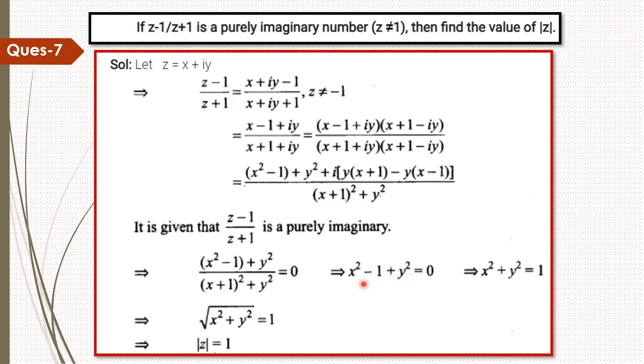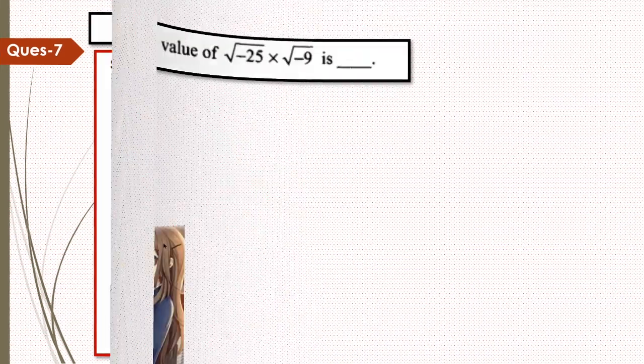So the numerator will be equal to 0, because the denominator, if we multiply with 0, it will become 0. So what are we getting? x square plus y square equal to 1. Taking root on both sides, under root x square plus y square equal to 1. And what is this thing? This is only the modulus. So modulus of z is equal to 1.